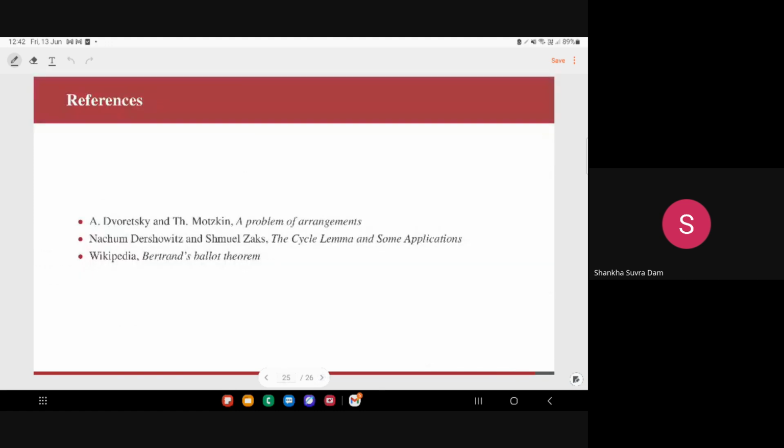Right. So just saying, these are the references I've used for presenting this, and you can check these out as well. The first people to come up with the cycle lemma as a procedure for solving the ballot problem were these people here, Motzkin and Voretsky.